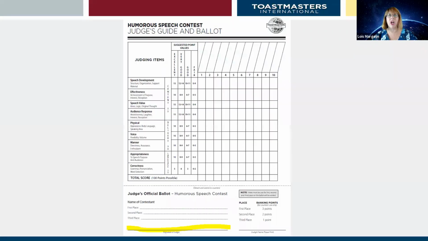This is the judge guide and ballot, and as you can see at the bottom is where you have the signature. There's also this little dotted line right here. I recommend that you, as the chief judge, cut that line right to about here so that when it's time to tear it off, they only have a tiny bit that needs to be torn off. It makes life simpler.